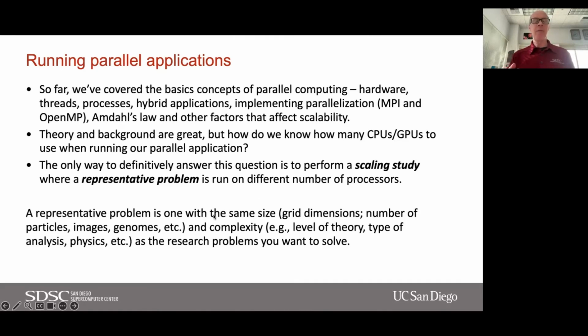And when I say representative, I mean one with the same size, say the grid dimensions, number of particles, number of images, number of genomes, and complexity, the level of theory, the type of analysis, the physics, as the research problem that you want to solve.